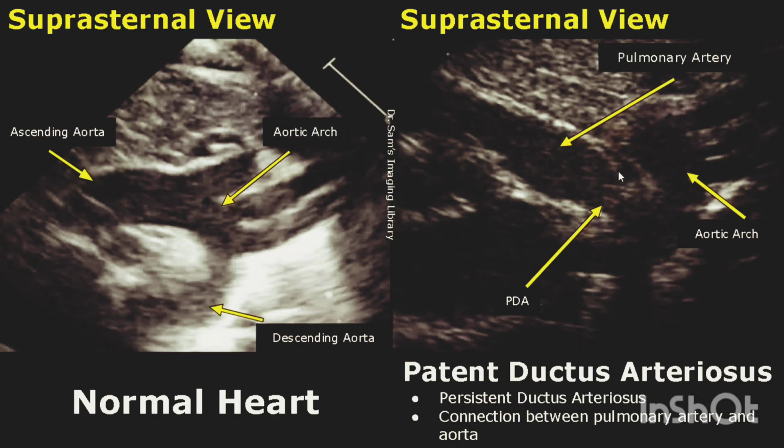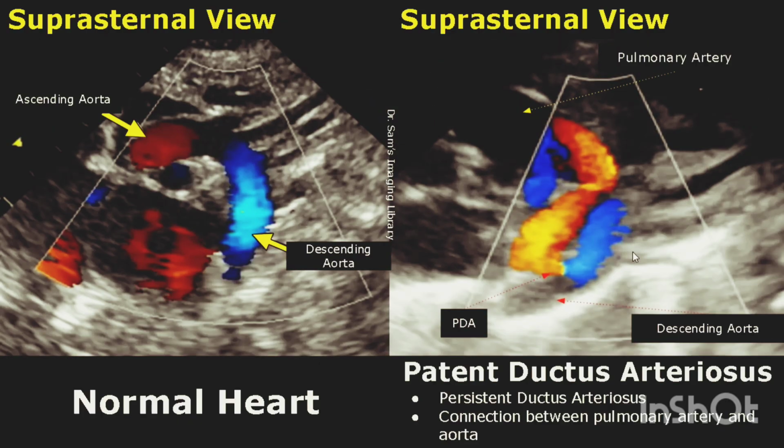Patent ductus arteriosus is a condition in which the ductus arteriosus, which is a fetal blood vessel, fails to close after birth. The connection remains between the pulmonary artery and the aorta. Here in the normal image, we see a normal aortic arch and normal ascending and descending aorta. But in this image, we see a small connection between the pulmonary artery and the aorta. This connection is more clearly seen with color Doppler in a suprasternal view. This right here is the connection between the pulmonary artery and the aorta.